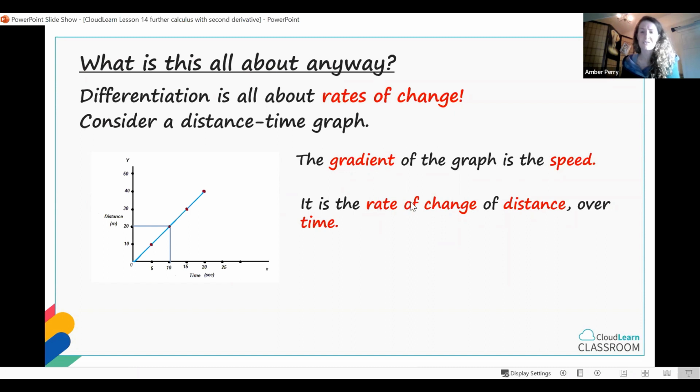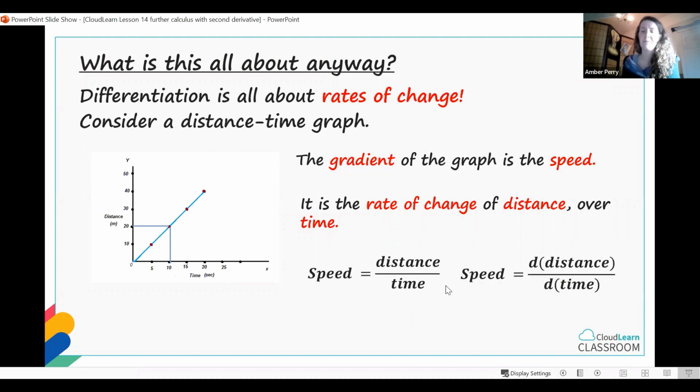It's also known as the rate of change of distance over time. That's another way of saying what the speed is. So we could say that speed is distance over time, or we could say the speed is the difference in distance over the difference in time. And hopefully this concept of d something by d something else, you saw last week when we learned a little bit about differentiation. So hopefully you'll see it really isn't any more complicated than just doing something like this.